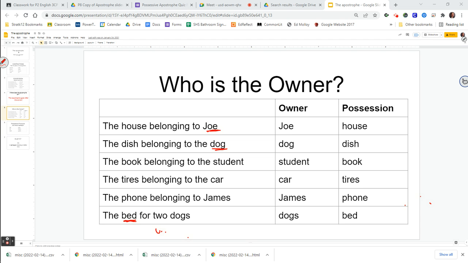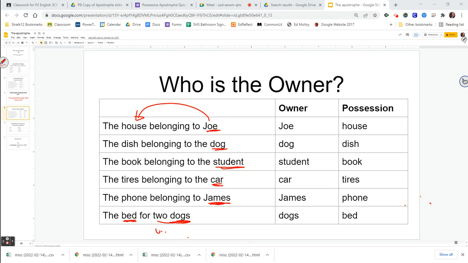Dog is the owner. The book belonging to the student. Student is the owner. Tires belonging to the car. Car is the owner. Phone belongs to James. James is the owner. The bed for two dogs, dogs are the owner. So therefore the apostrophe would go after the owner, and they would then possess the thing. So Joe would possess the house, and so on.